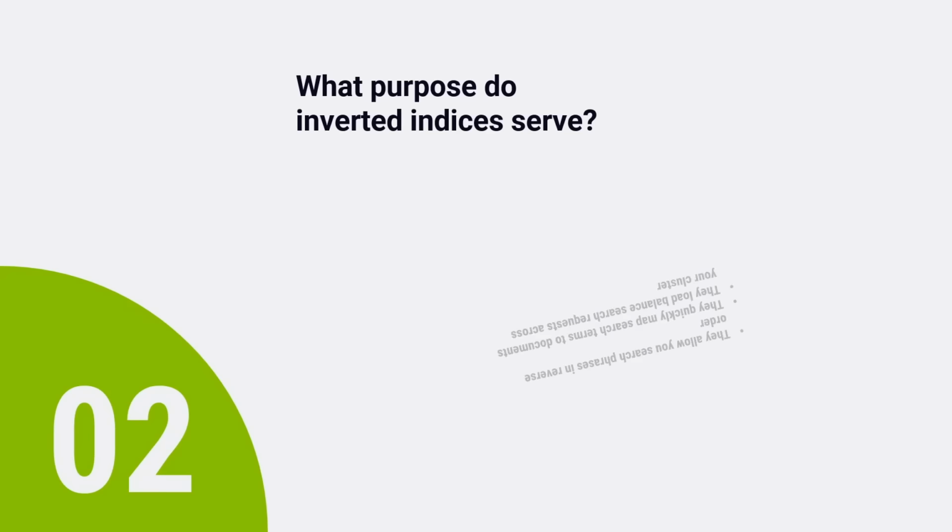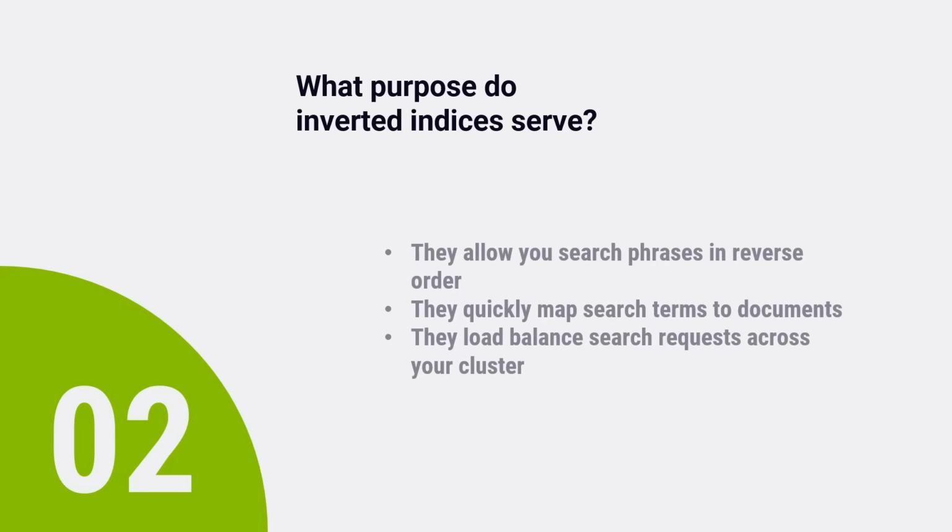Question 2. What purpose do inverted indices serve in a search engine? This isn't just specific to Elasticsearch, it's in general for search engines. Does an inverted index allow you to search phrases in reverse order? Do they quickly map search terms to the documents that they reside within? Or are they a load balancing mechanism for balancing search requests across your entire cluster? What do you think the answer is? If you said the second one, you're right. They quickly map search terms to documents.